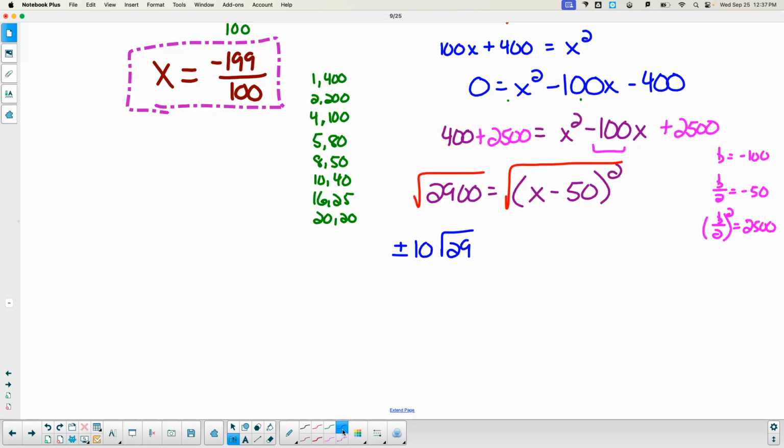And I'm going to throw a plus or minus on there because we're solving. 2900 is 29 times 100. Square root of 100 is 10. 29 is prime. So what does the right side become? X minus 50. Okay? Agree with that? Yes? Okay.